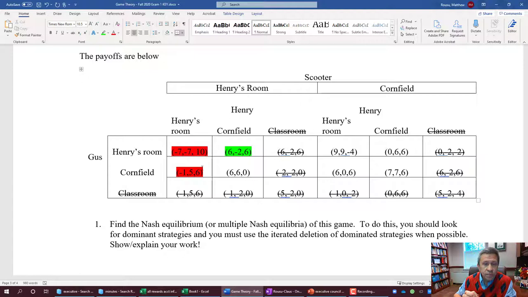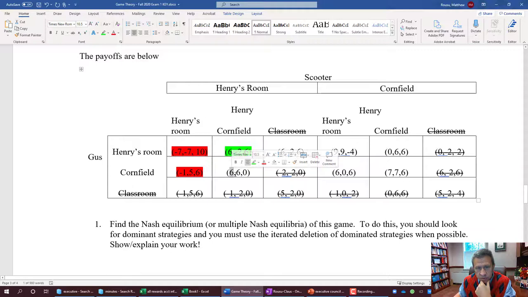What about Gus Cornfield, Henry Cornfield, Scooter, Henry's Room? We've got 6. Okay, Gus doesn't want to change. We've got 6 versus 5. Henry doesn't want to change. We've got 0 versus 6. Scooter would want to switch the choice, so that's not a Nash equilibrium.